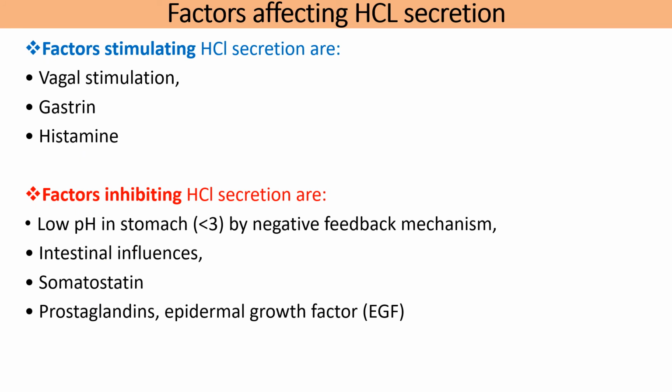There are factors that affect hydrochloric acid secretion. The factors which stimulate HCl secretion are vagal stimulation, or stimulation of the vagus nerve, gastrin hormone and histamine. All these cause stimulation of HCl secretion. Whereas the factors which cause inhibition of HCl secretion are low pH of the stomach, that is, whenever the pH of the stomach is less than 3, by negative feedback mechanism HCl secretion is stopped.